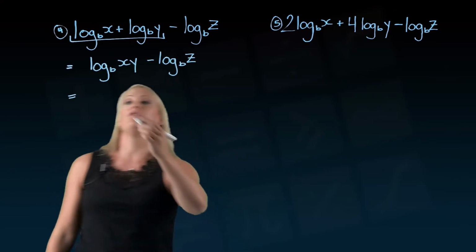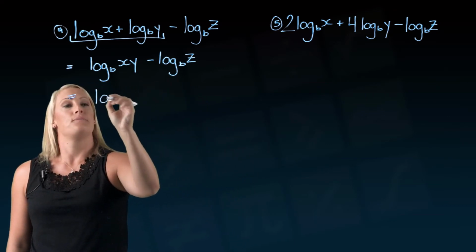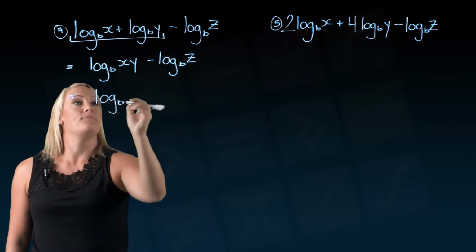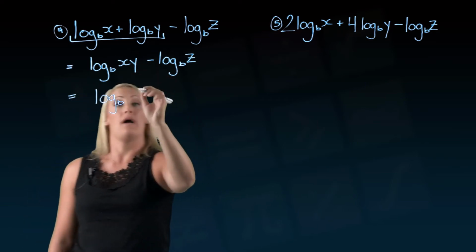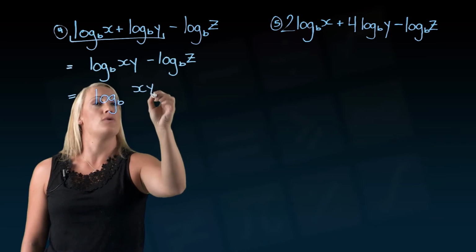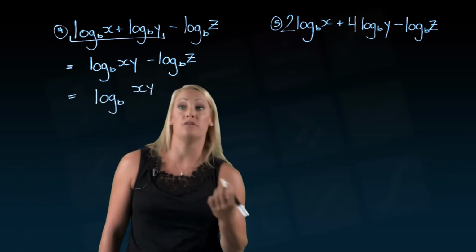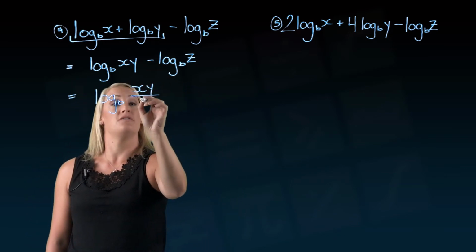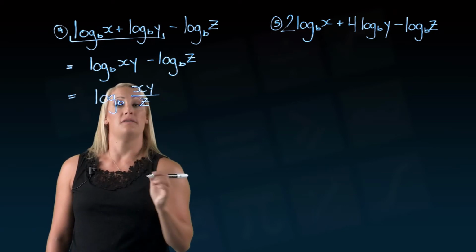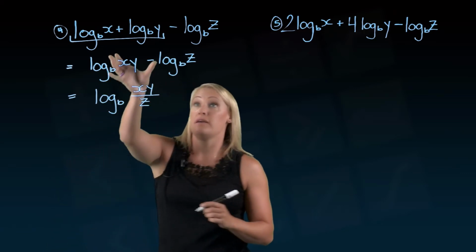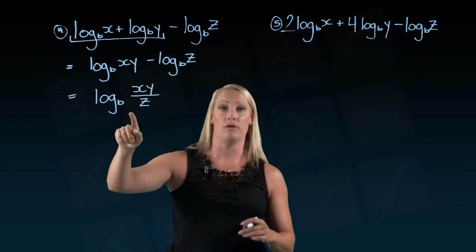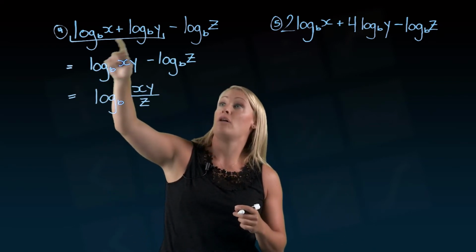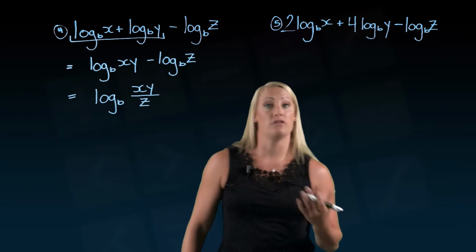So one step further, I'm going to write log base b. Now we've got a subtraction here. So this is xy. And you know from the rules that subtraction is paired with division. So I'm going to put divided by z. So now these 3 logarithms have been rewritten as a single logarithm. I can do that because all of the bases of those 3 logs are the same.